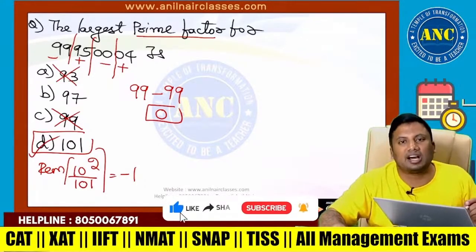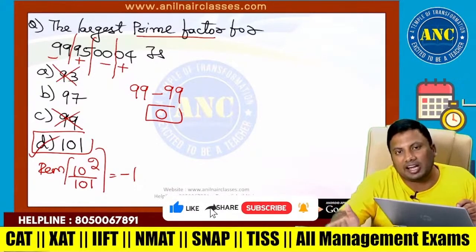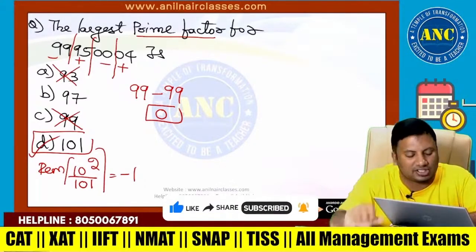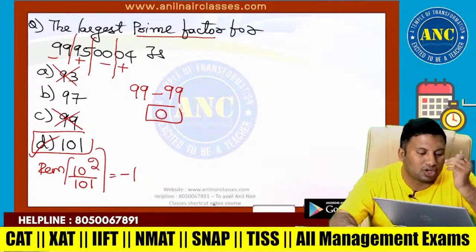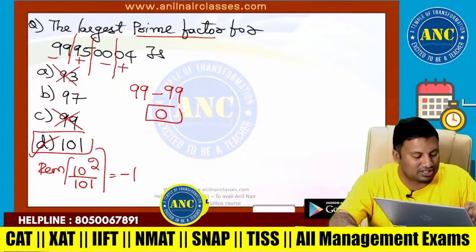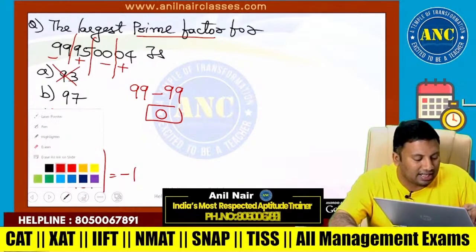By knowing this concept, that you start from the right hand side, take a group of 2 digits, alternatively add and subtract, you are able to solve the question very fast. I hope the idea is clear. Now see here.